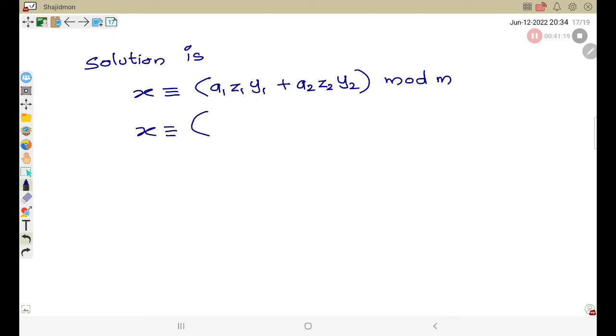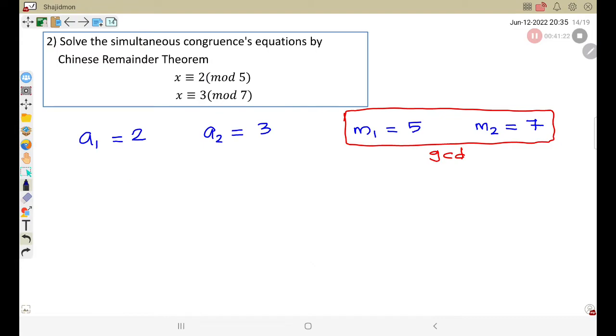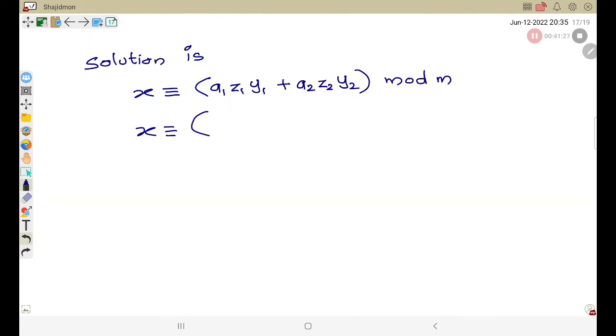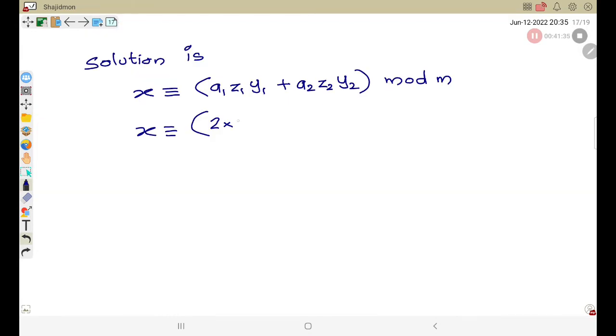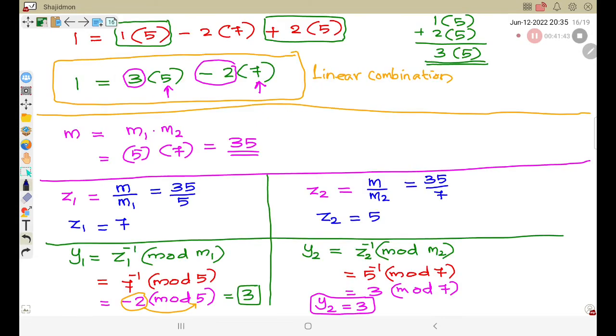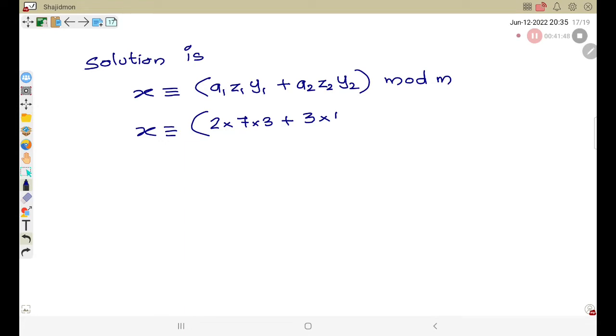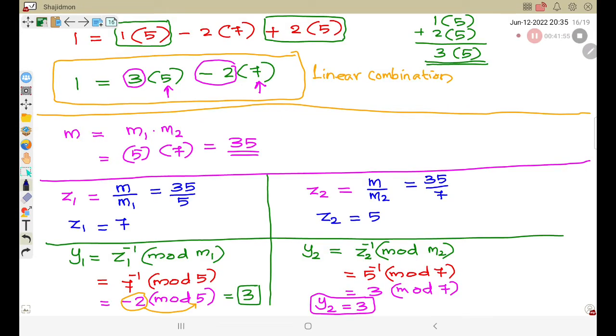That means x congruent to, what is a1 number? First we wrote a1 is 2, a2 equal to 3, correct? a1 equal to 2 multiply z1, just before we got 7, y1 is 3, so 7 multiply 3 plus a2 number is 3 multiply z2 multiply y2. z2 is 5, y2 means 3, 5 multiply 3, mod m number 35. You remember here we have m equal to 35.